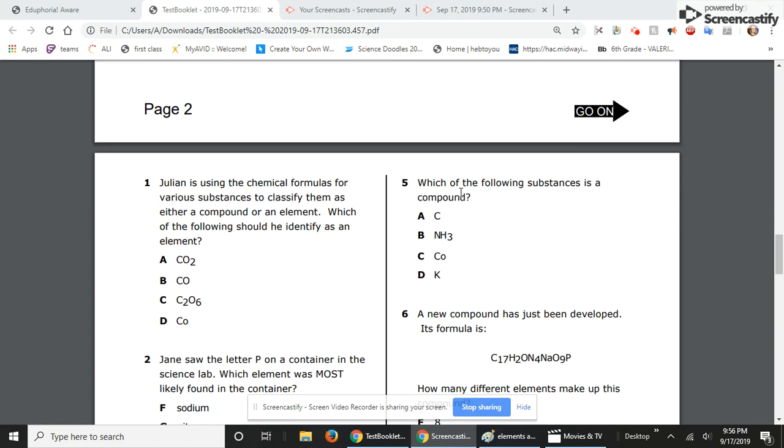Number 5. Which of the following substances is a compound? A, capital C. B, capital N, capital H, 3. C, capital C, lowercase o. Or D, capital K.